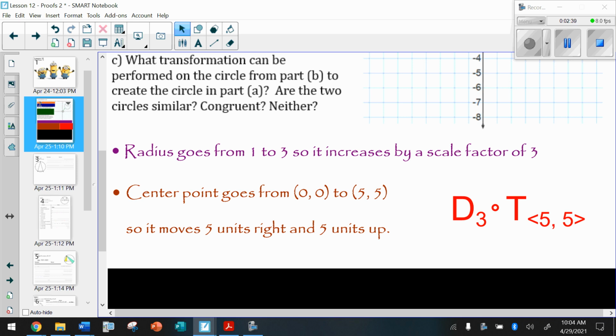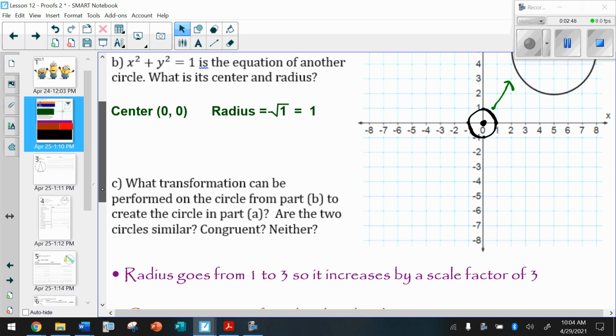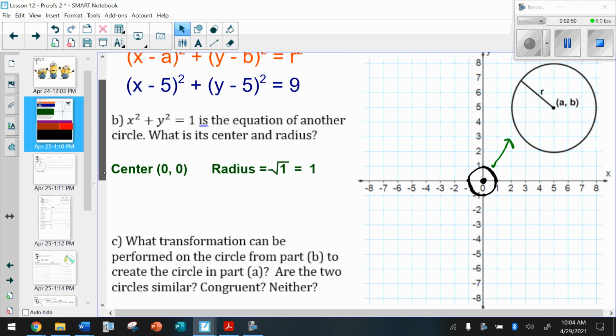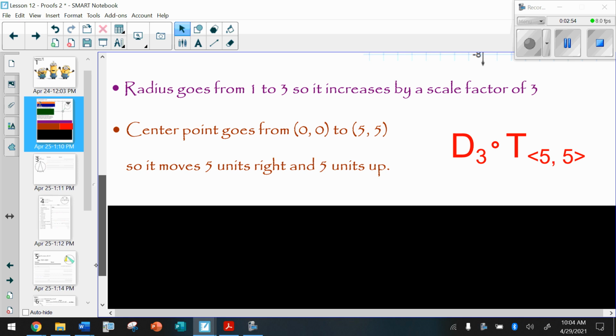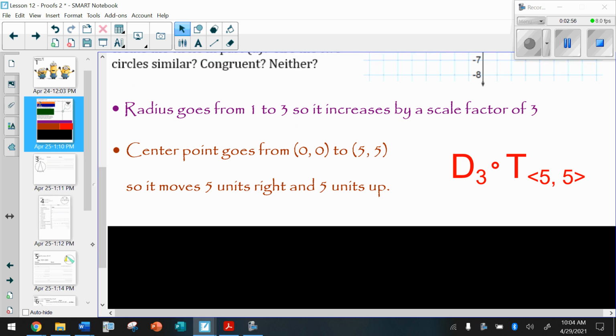Now you can do the dilation first and the translation second, but if you're going to have the dilation centered at the origin, it's easiest to do the dilation first. You could do it at a different point, but it's easiest to do it when it's centered at the origin.